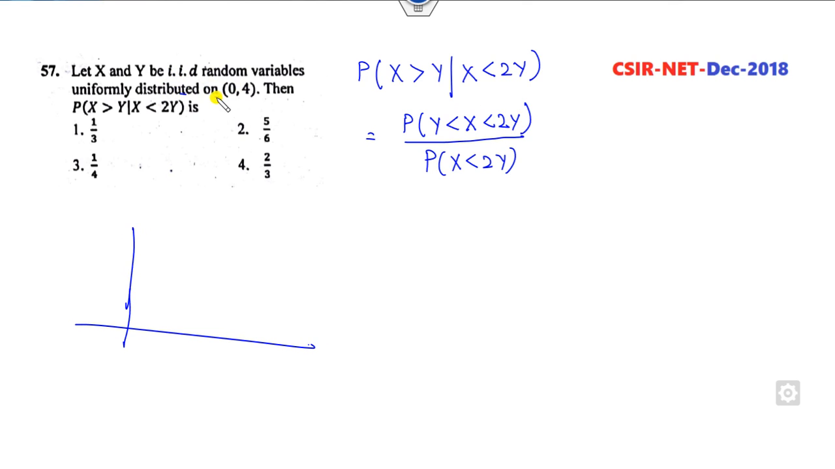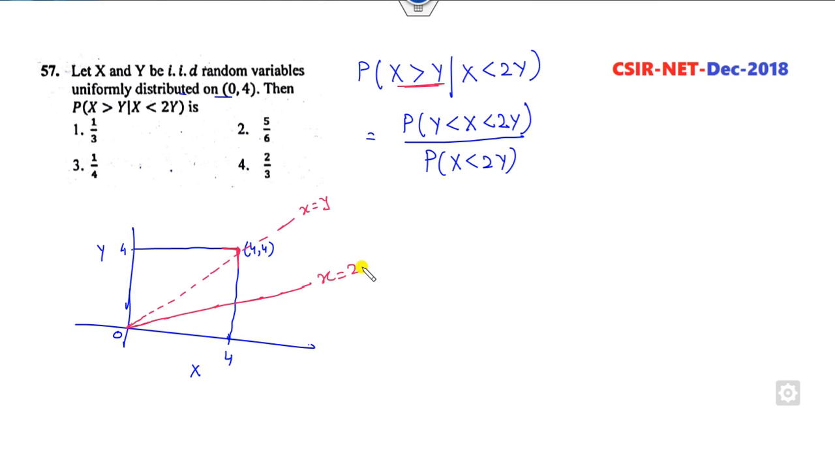X and y are uniformly distributed, so I can write this as 0 to 4, this is my 0 to 4. This is my x, this is my y. Now look at x greater than y. So x equal to y is a line, and it passes through here. This is the line corresponding to x equal to y. What is the line of x equal to 2y? This is the line corresponding to x equal to 2y. What are the coordinates: x equal to 4, y equal to 2. Then corresponding to the first part, that is the numerator, it lies here. So this is the portion.